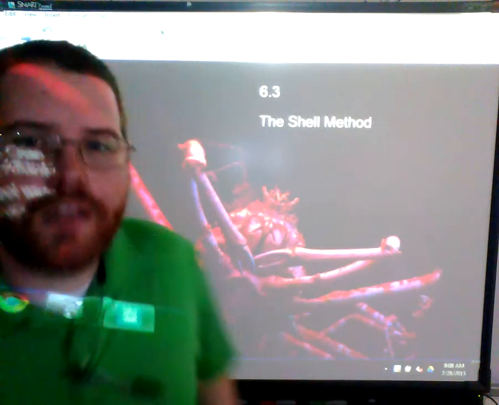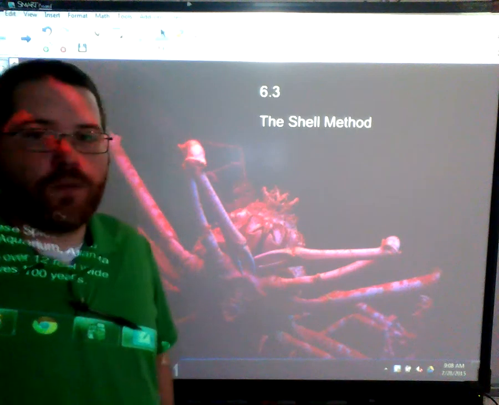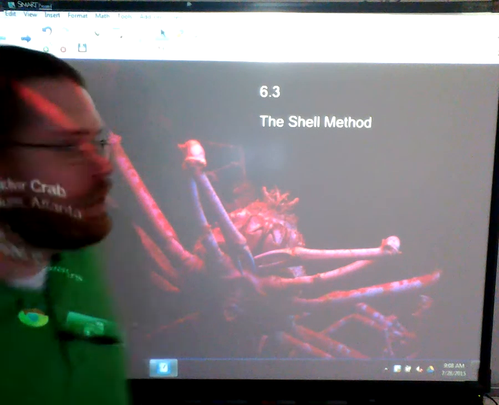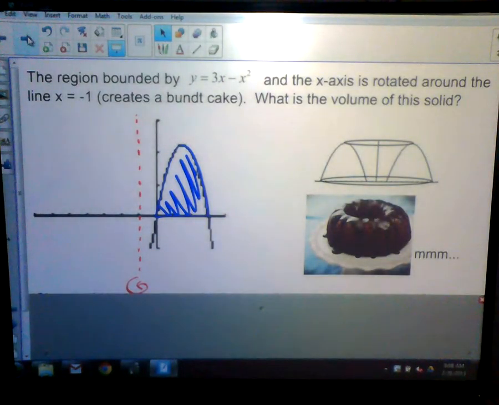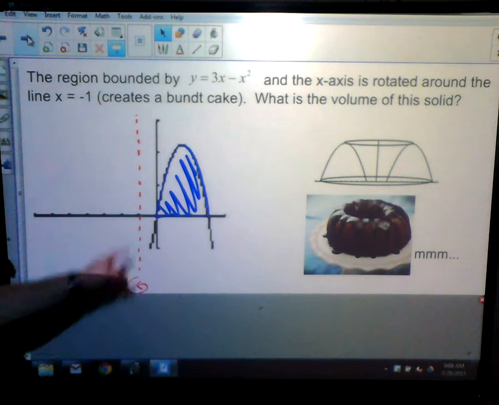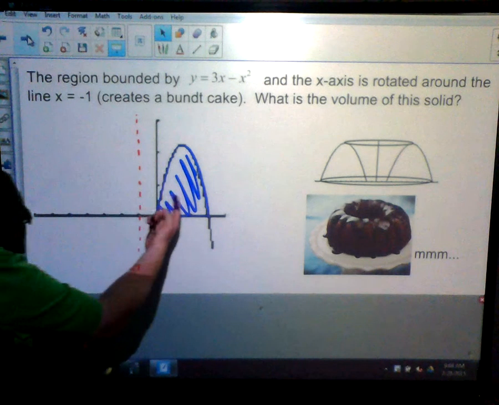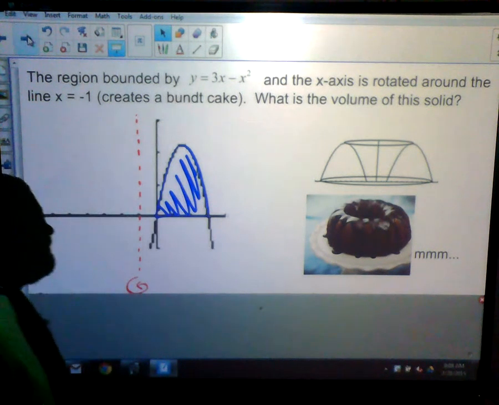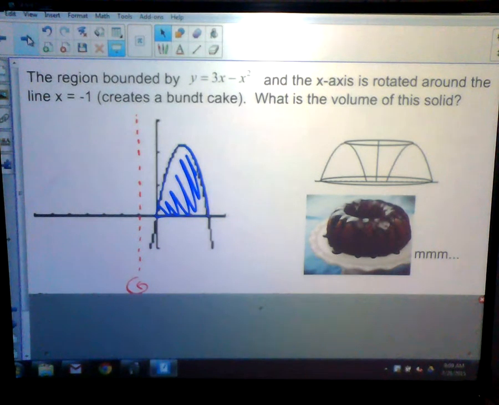Hey everyone, let's talk about another way to find volume with rotation except for the disc and washer method we did in 6.2. This is 6.3, it's called the shell method. Let's take a look at a problem like this. I want to do y equals 3x minus x squared. So this little area right here, and I want to rotate it like this. So it makes a shape like this, called a bundt cake in case you're curious.